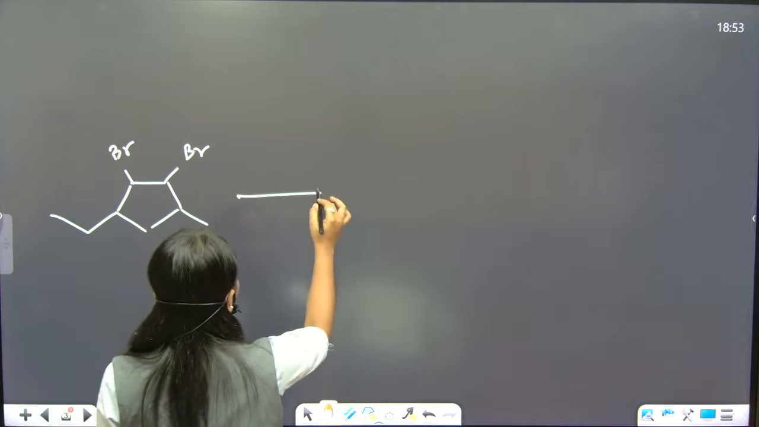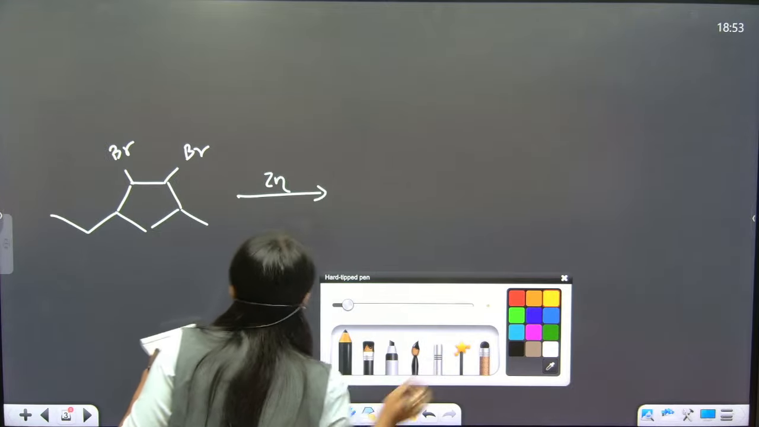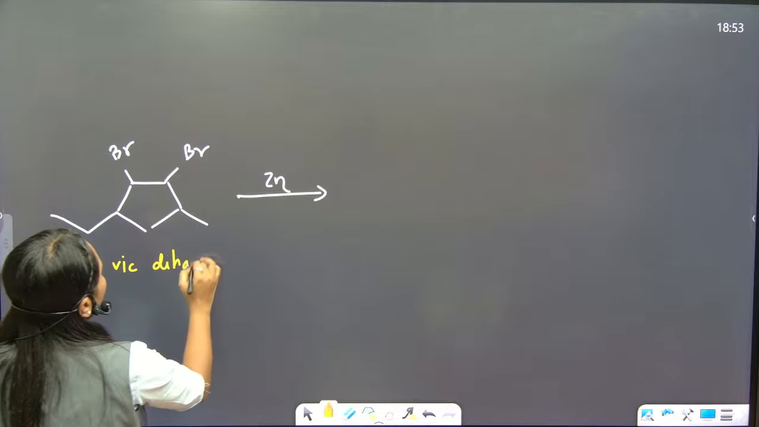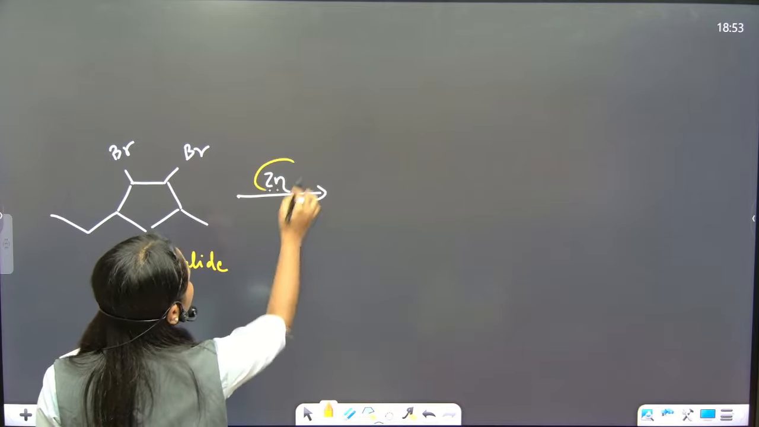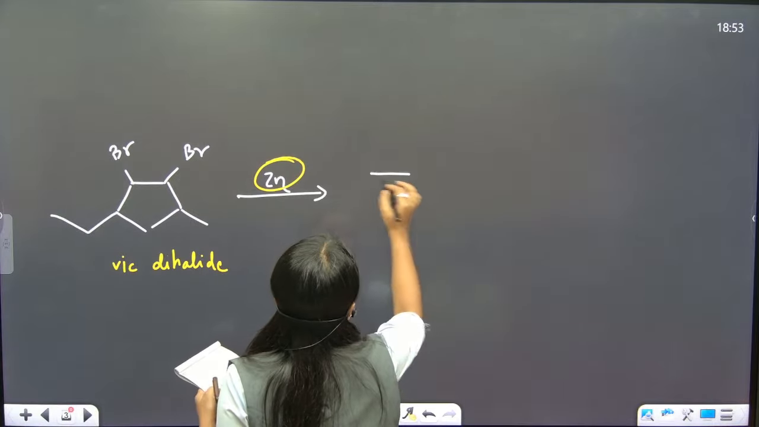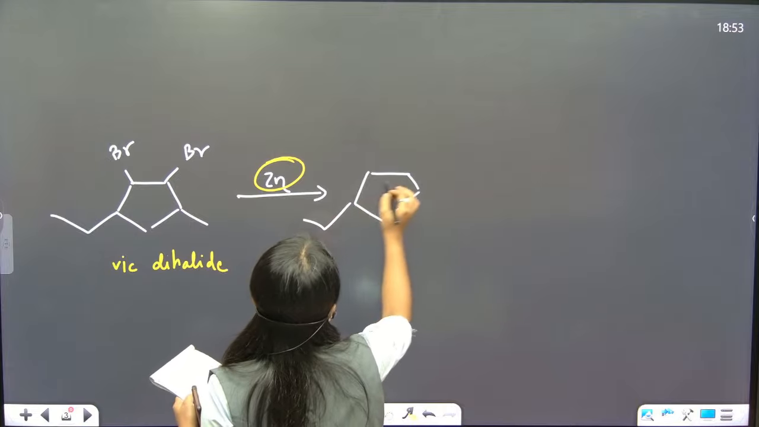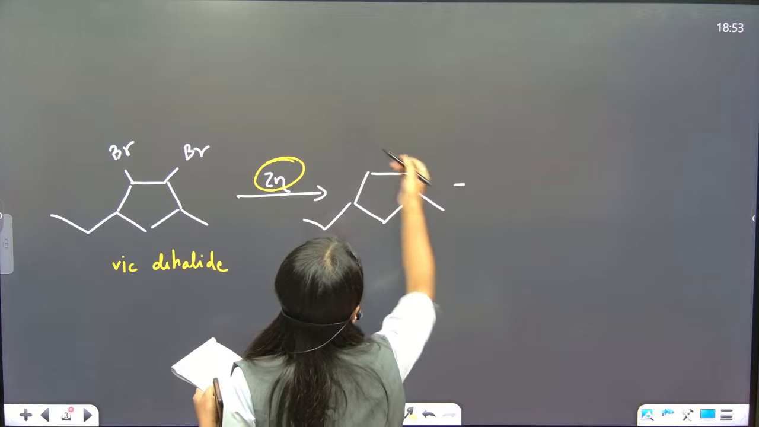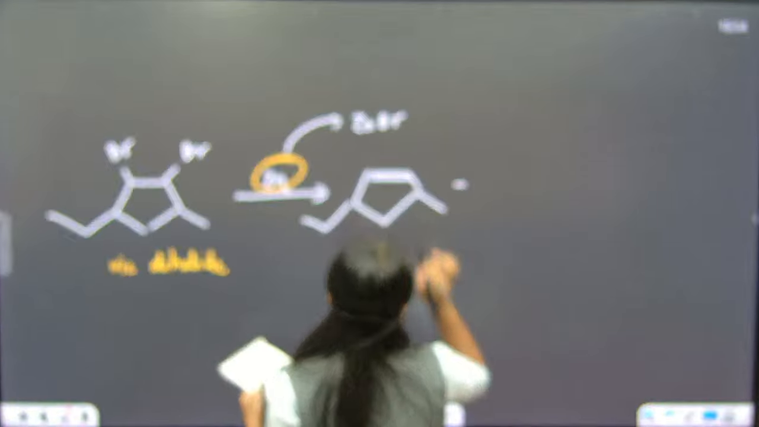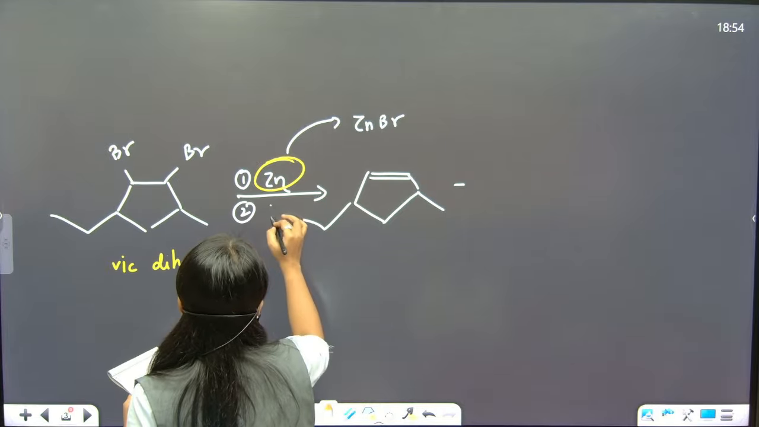It is very easy. So, which halide is this? This is a vicinal dihalide, right? We know that when we add zinc to a vicinal dihalide, it converts into an alkene. So this will form an alkene, and what comes out? ZnBr2. It will form the double bond. And the next reagent they have given is HBr.